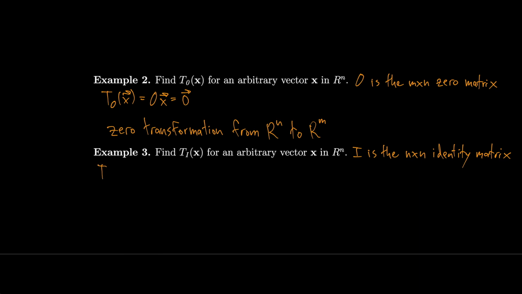So T_I of x just applies I to x. So that means we just get x. Identity doesn't change it. We call that the identity operator on Rn.